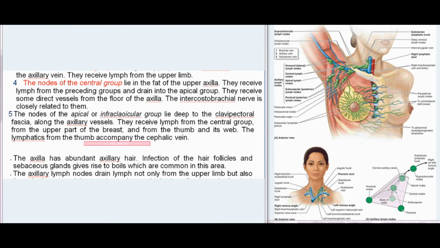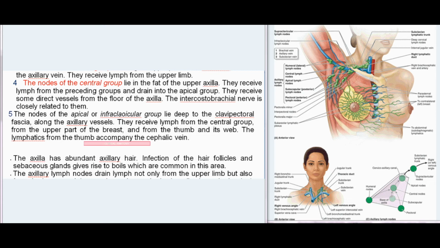4. The nodes of the central group lie in the fat of the upper axilla. They receive lymph from the preceding groups and drain into the apical group. They receive some direct vessels from the floor of the axilla. The intercostobrachial nerve is closely related to them.